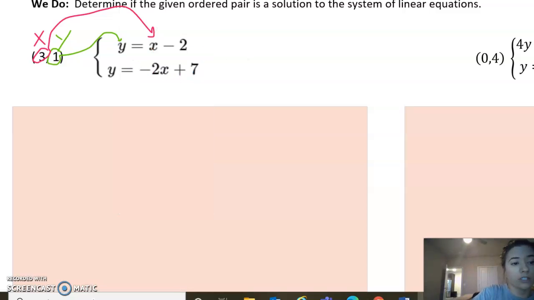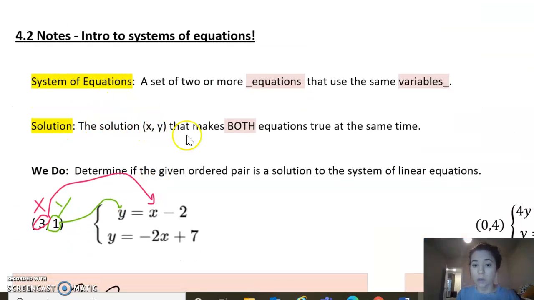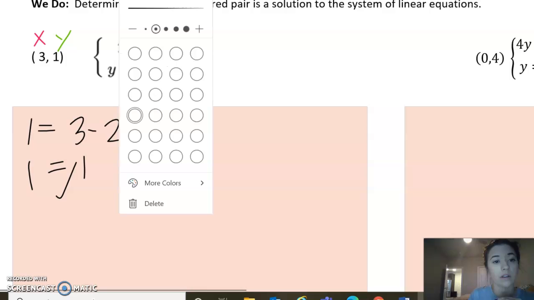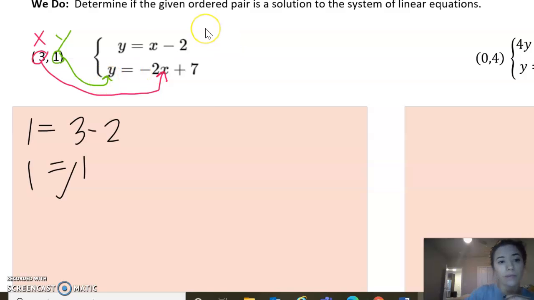So we get y, which is 1, equals x, which is 3, minus 2. 3 minus 2 is 1, so that one's good. However, again, this is a system. A solution for a system of equations is the solution that makes both equations true. So now we plug it into the next one. I'm going to erase these now. So now I'm going to plug x in for x down here, and I'm going to plug y in for my y down here.